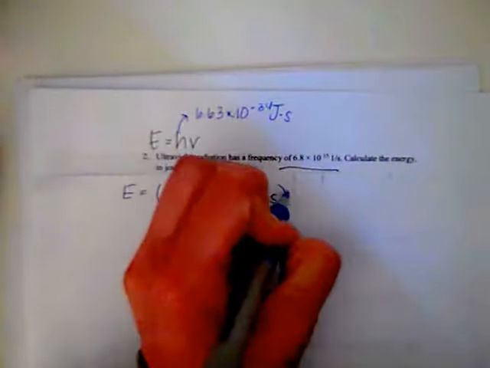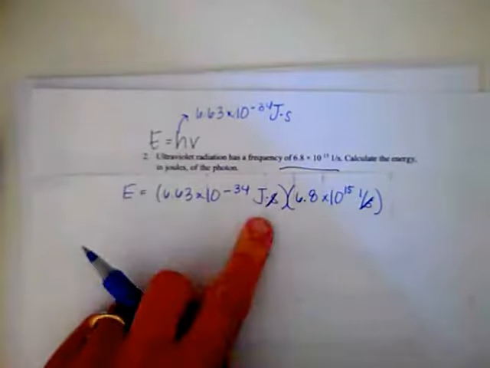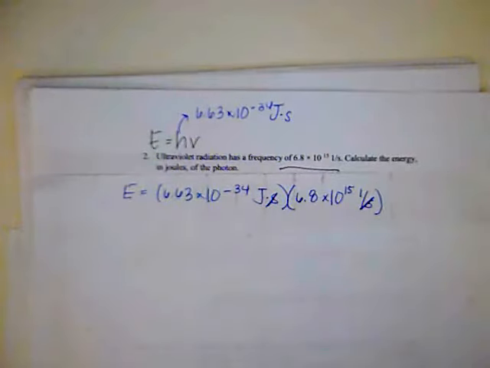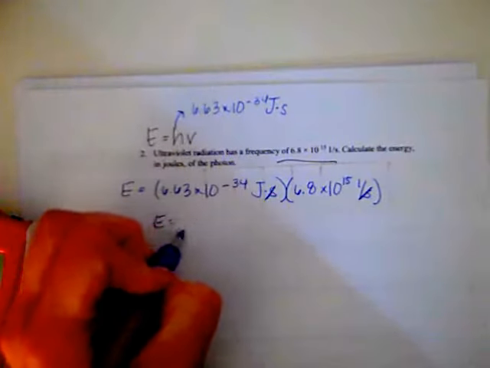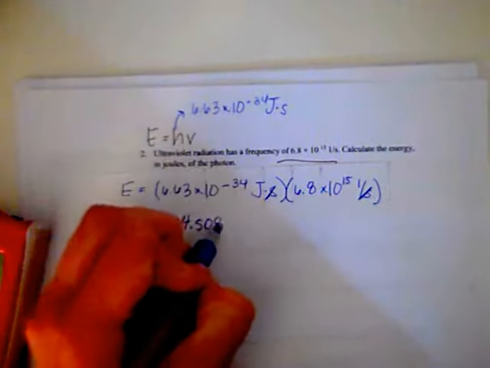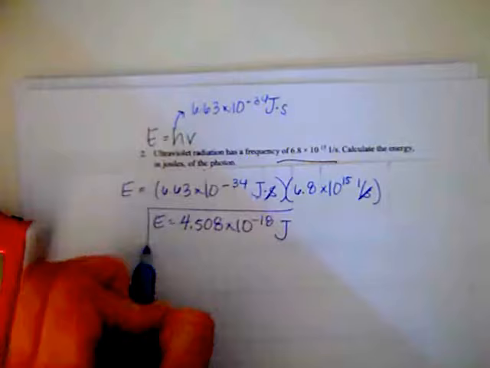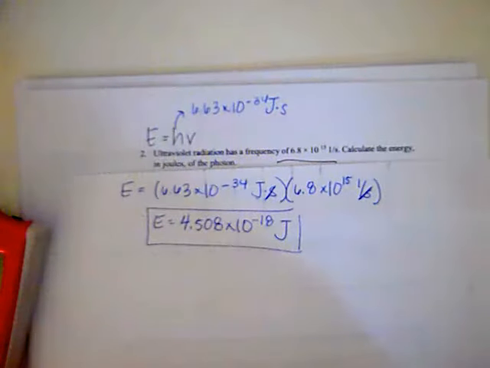Okay, there's Planck's constant. And we're going to multiply by the frequency, 6.8 times 10 to the 15th, 1 over seconds. Our seconds will cancel, and all we have left over is joules. So 6.63 times 10 to the negative 34th times 6.8 times 10 to the 15th is 4.508 times 10 to the negative 18th joules, because joules is the only thing left over, and joules represents energy.